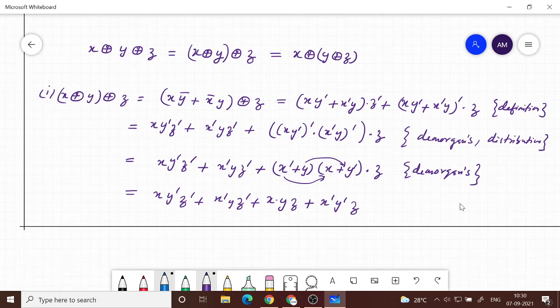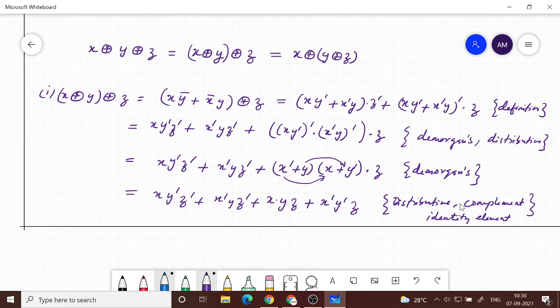So I used again distributive, definition of complement. Okay, so those two things I used. So definition of complement, where did I use? y dot y' is 0, and then 0 is the additive identity element, so I used that also, the identity element. So this is what I get finally.